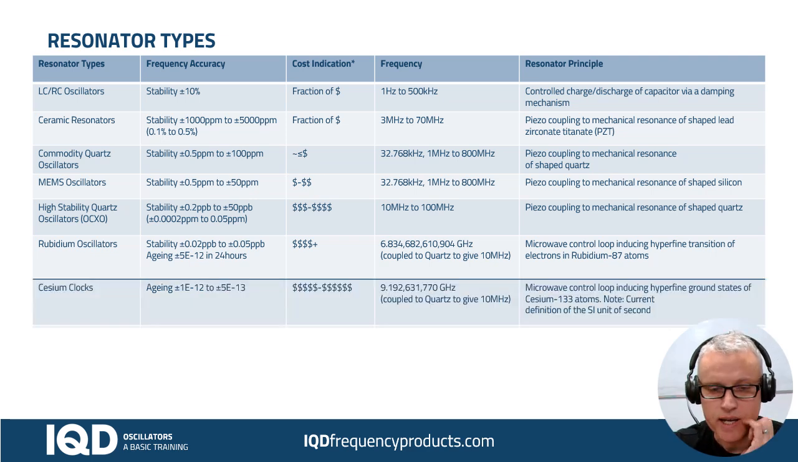If you want better than that, you're going to shift into a cesium clock. Cesium clocks have even better aging performance than rubidiums, so now we're looking at figures like 1 × 10 to the minus 12. These things are going to cost between $50,000 and $100,000, so much more expensive.